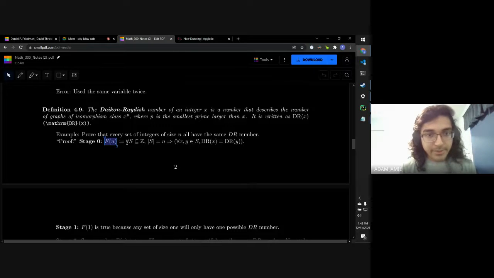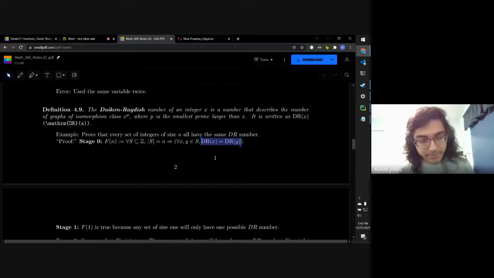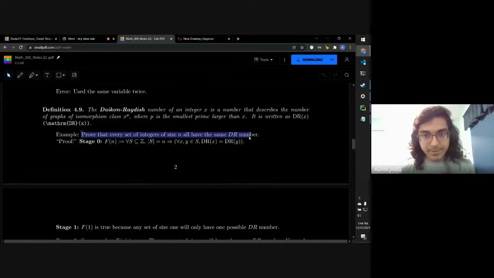So f of n is defined by the following statement. I should have written this in English instead of using logic, but whatever. So for every subset S of the integers, if S is of size n, this implies that for every two elements in S, they have the same dr number. This is a very typical way to show that everything in the set has the same property. You just show that it's pairwise equal, right? For every two guys inside here, they got to be equal. So that means that everything's equal. Okay. So this statement says precisely this.